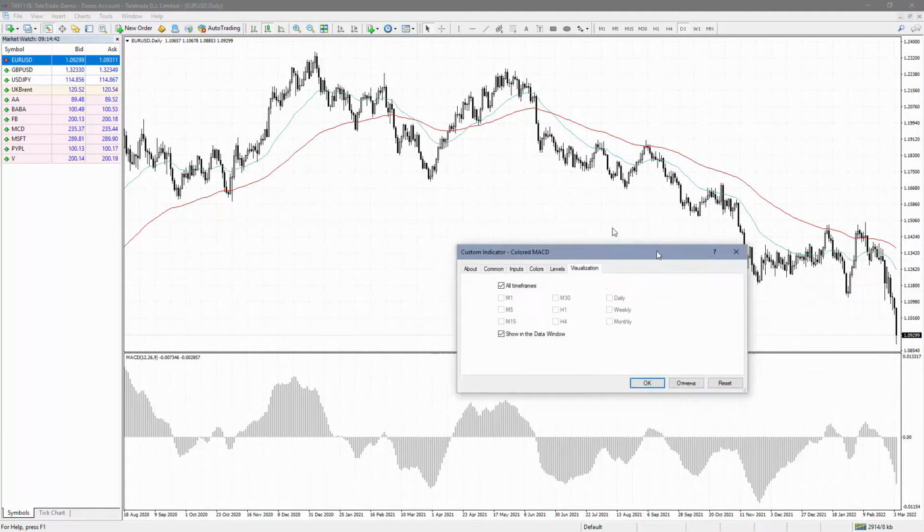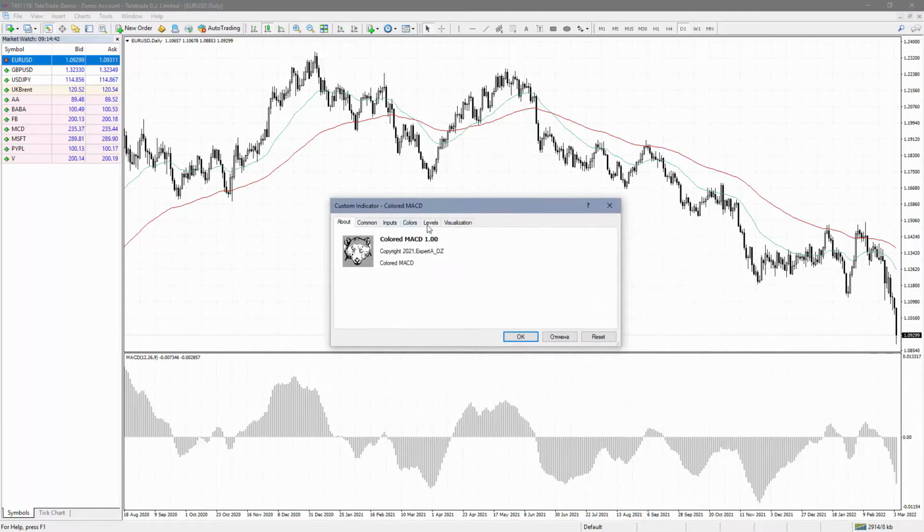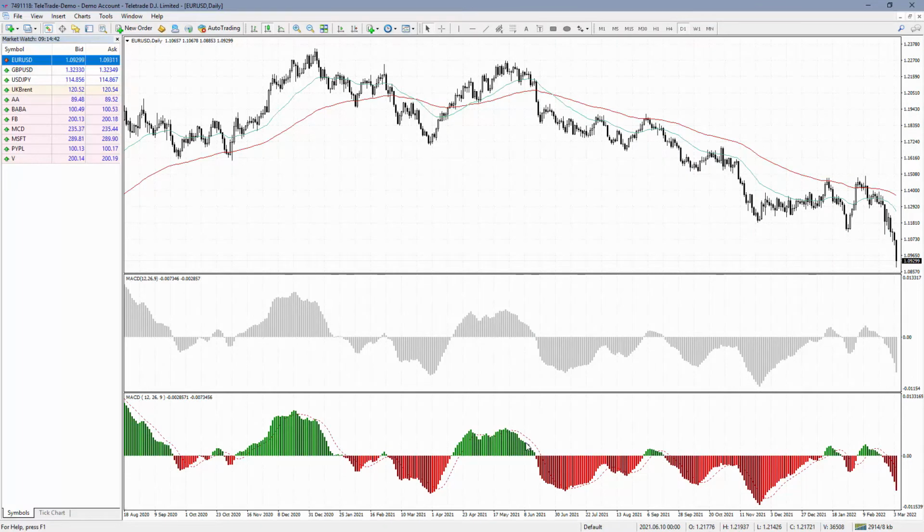The usual MACD does not make it possible to paint the zones in different colors. I will use an additional indicator just for visual convenience. If you want to download it, you can find the link in the description of the video.